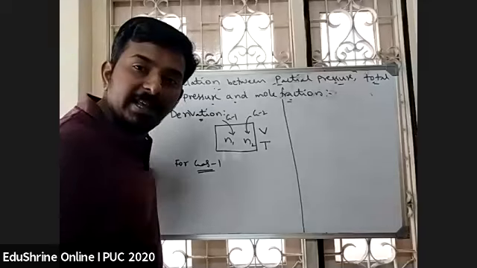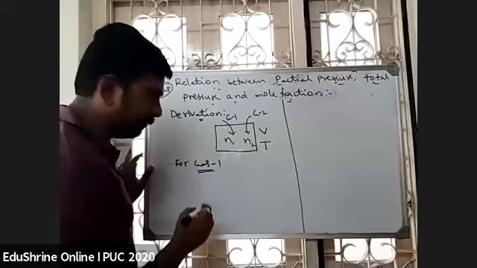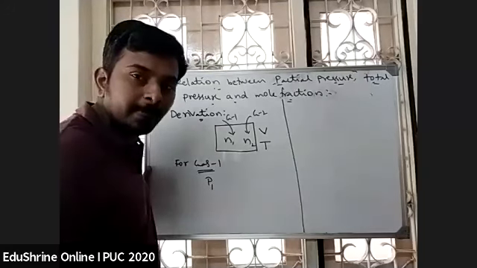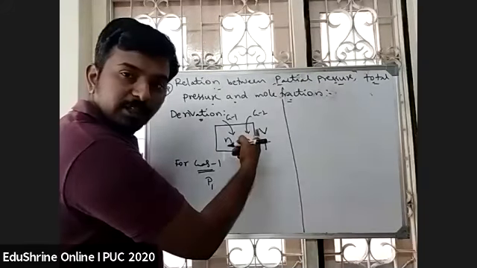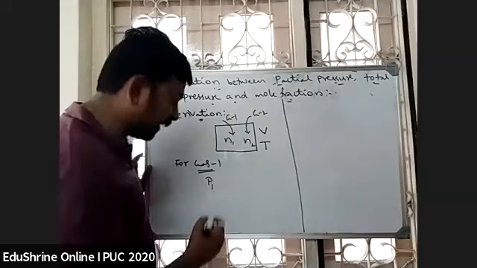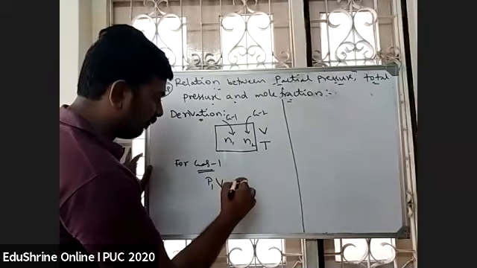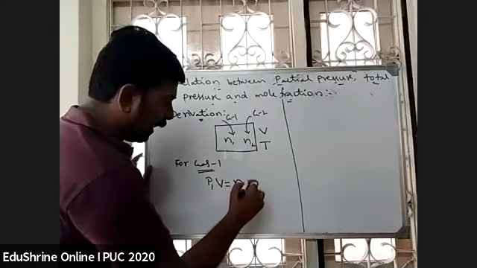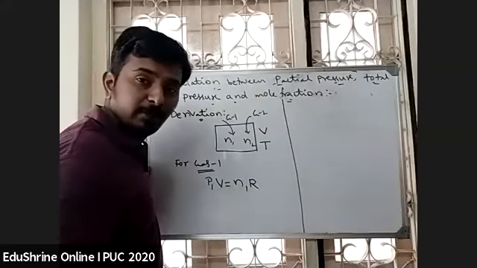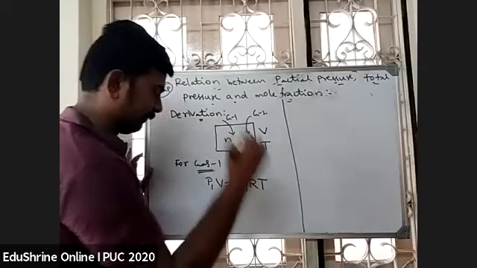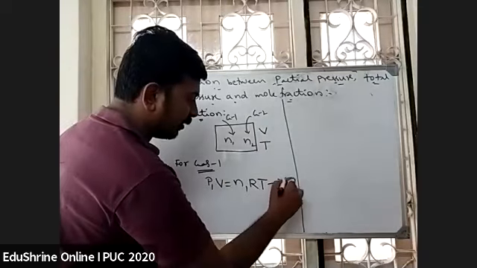Now for gas 1, if I apply the ideal gas equation, then the pressure exerted by the first gas, let it be P1. Volume will be the same for both the gases because they are taken in the same container. P1 into V is equal to N1 into R, which is a constant the same for both gases, and both are taken at the same temperature T. So let this be equation 1.